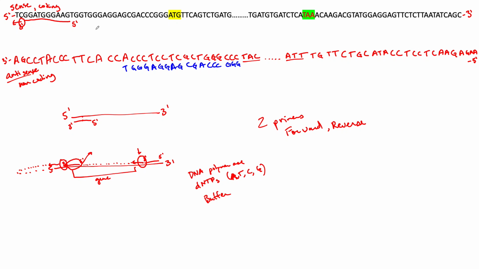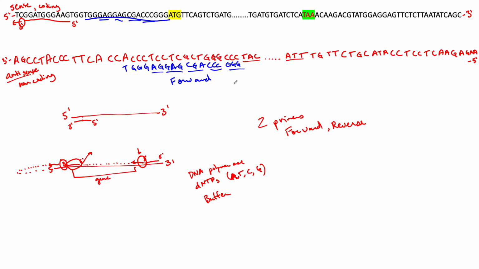Now, if I look up here at my sense strand, I can just do a check and make sure that it's the exact same sequence because it should be. All right, so TGG, GAG, GAG, CGA, CCC, GGG. Okay, so this is a good start for a primer. It's 18 bases long. It anneals perfectly to the antisense strand. So I'm going to say this is my tentative forward primer.